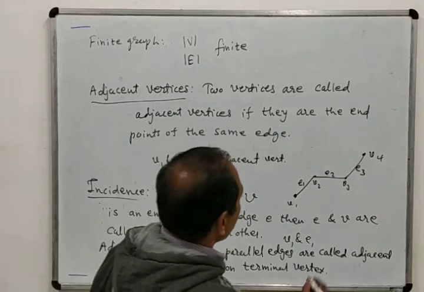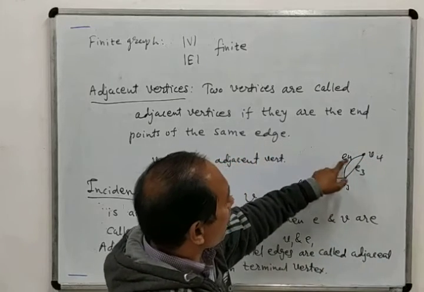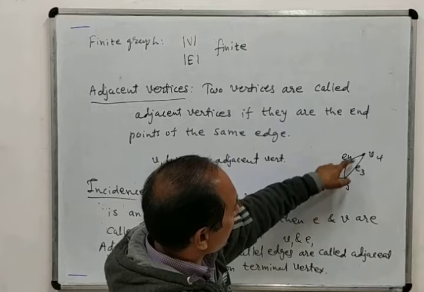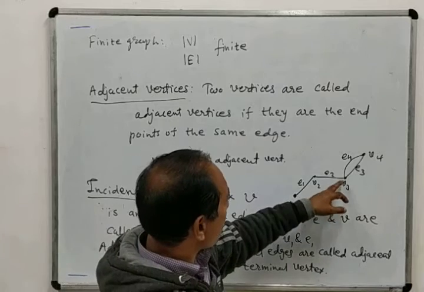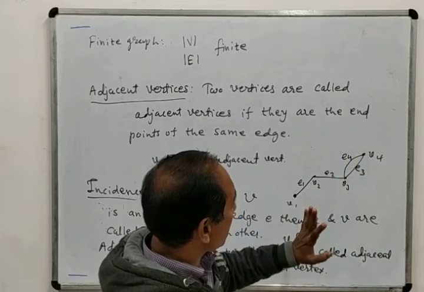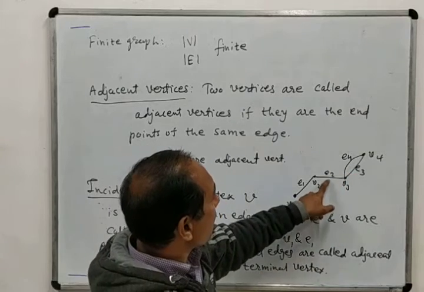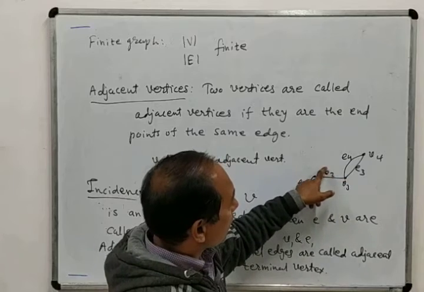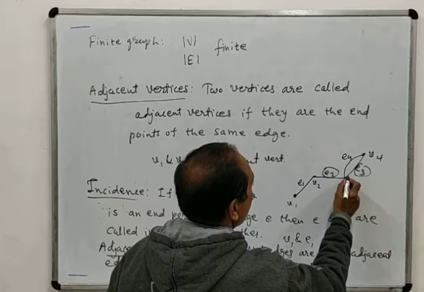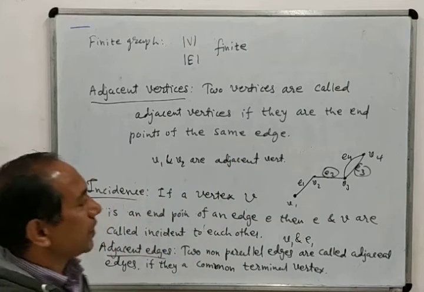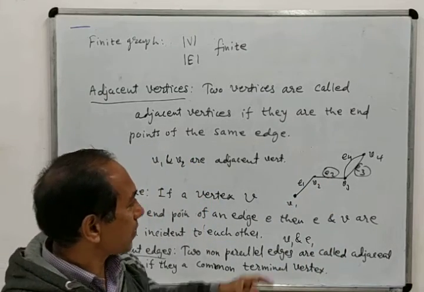Suppose here I draw parallel edges, say E3 and E4 are parallel edges, we can see because their endpoints are the same. So actually they have common terminal vertices, but we will not consider them as adjacent edges. But if we talk about E2 and E3, you can see these two edges have a common terminal vertex, a common point between. So E2 and E3 are said to be adjacent.